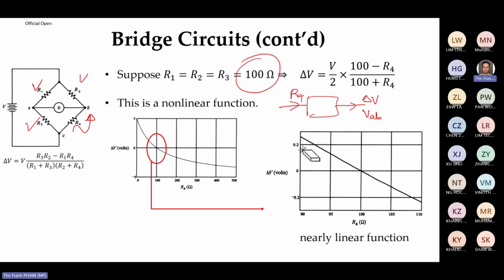So for this straight line, if you can measure the delta V very easily, you can determine what is R4. And of course, the variation of R4 is the result of some quantity you want to measure, right? So this is an example of how, from measuring VAB, you can determine the quantity you want to measure here. Okay, so that is another example.